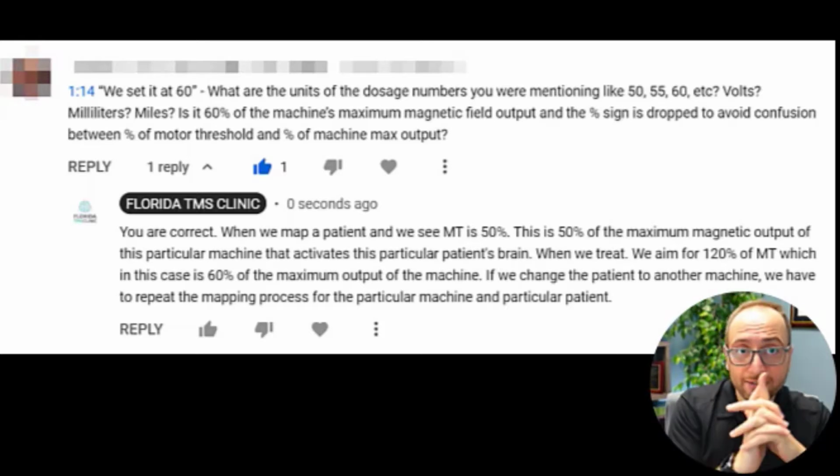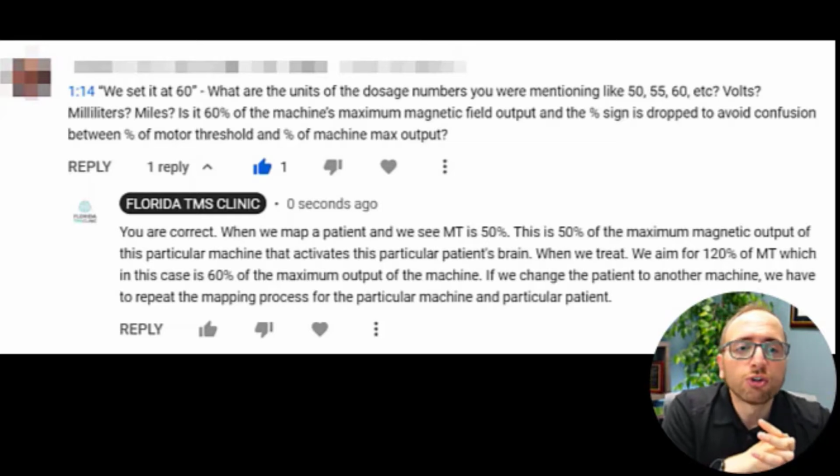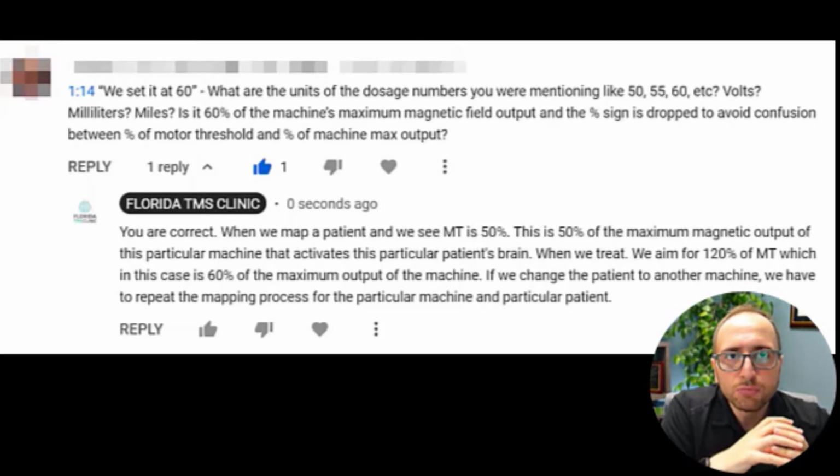Okay, I got you. And that speaks more to the previous question that we're talking about. So each machine has a magnetic stimulator. That magnetic stimulator has a maximum intensity for the power of that magnet. It's measured in Teslas, right? So it varies between 1.5 Tesla to 3 Teslas.